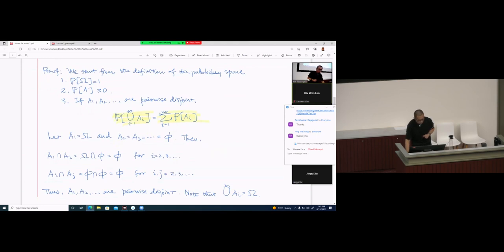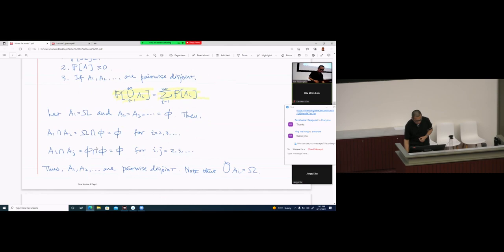Let's check them. We hope they are pairwise disjoint, because if so, we can use the third condition. So let's check whether it's pairwise disjoint. Of course, it should be, because there's only one set which is not empty. If you just pick any two of them, then at least one of them must be empty. The empty set intersect another set must be empty, right? So you see that if we pick them in this way, then they're pairwise disjoint. If they're pairwise disjoint, we can use the third condition, which is great.